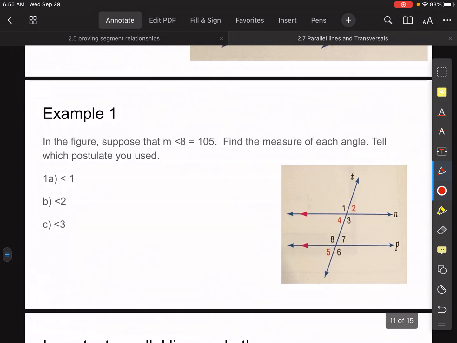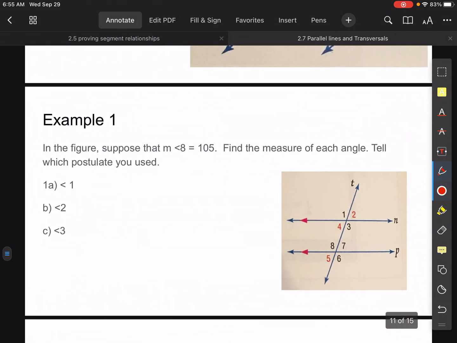So let's use that. Here's another example. I don't know if it's example 1, it's probably example 2. In the figure, suppose that angle 8 is 105 degrees. Find the measure of each angle and tell which postulate you used. These are parallel lines, so if that is 105 degrees, then I know by the corresponding angle postulate that this is 105 degrees.